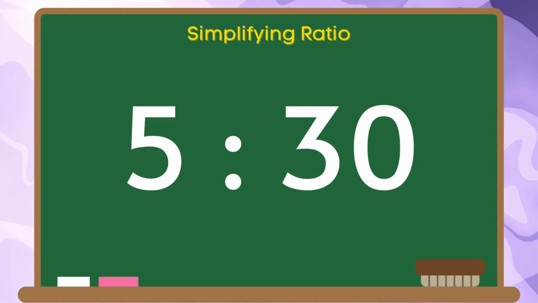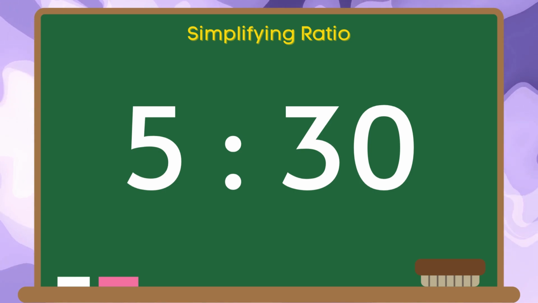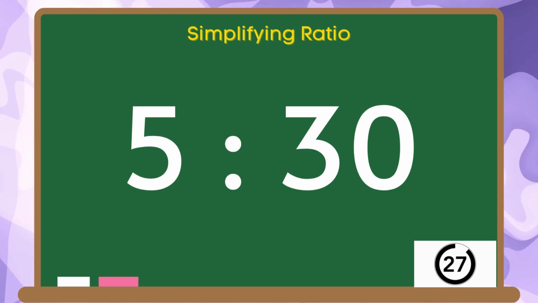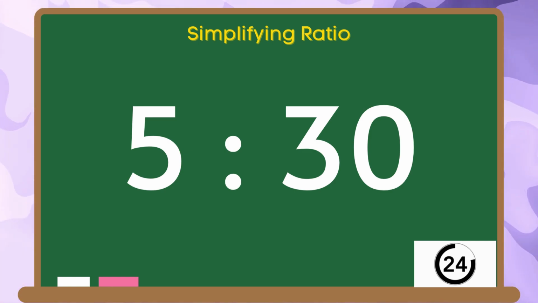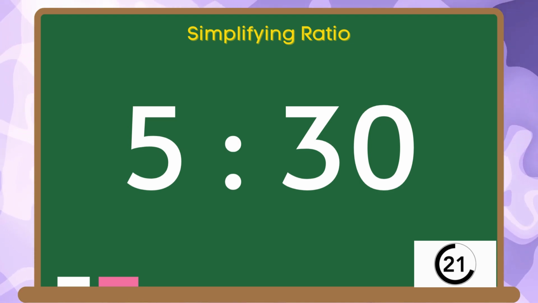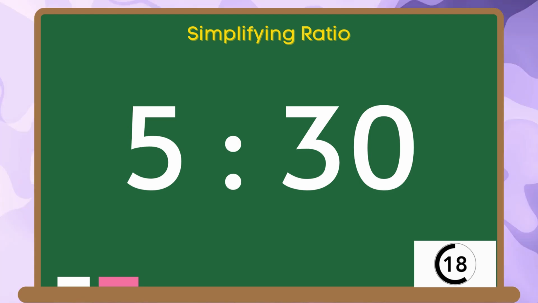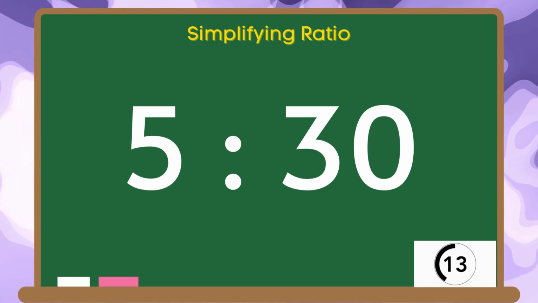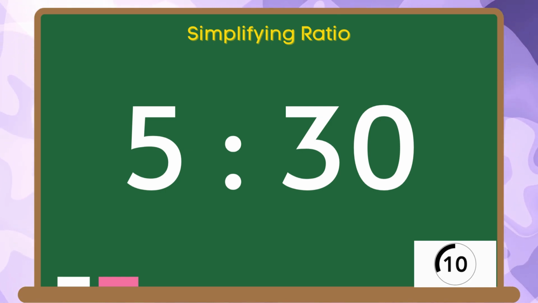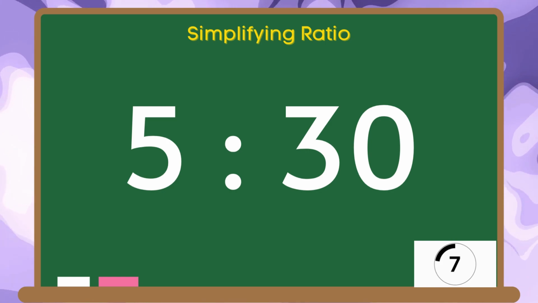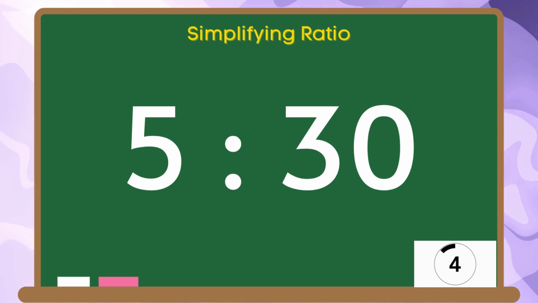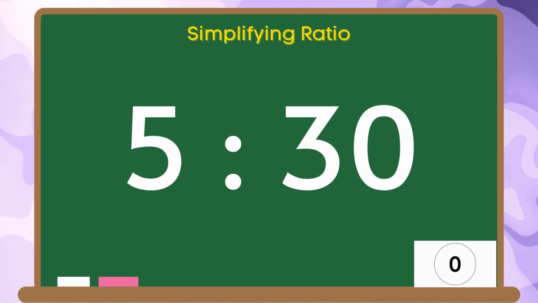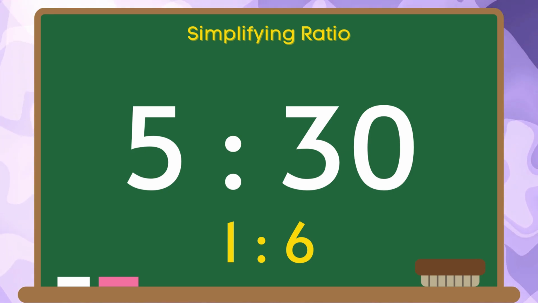And for the last item, get the simplified ratio of 5:30. The correct answer is 1:6.